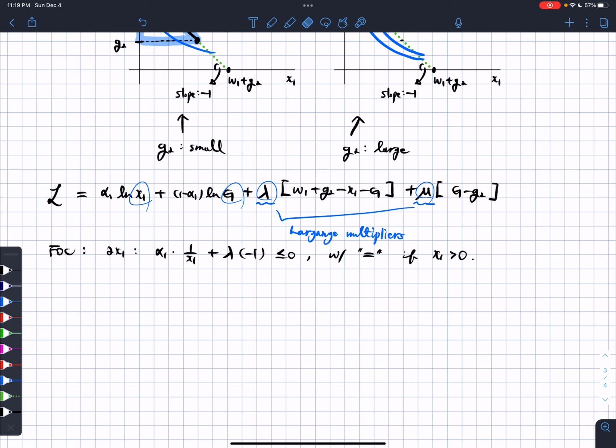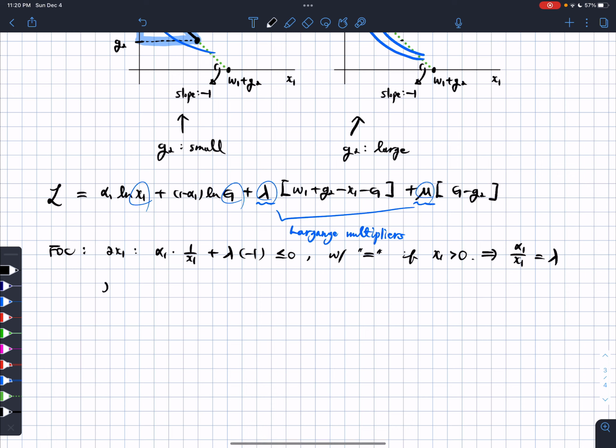So what we know from this is that it must hold with equality if x1 is positive, and indeed this is true at any solution, and therefore we can say that this is an equality, and that gives me what? Alpha 1 over x1, that is equal to just lambda.